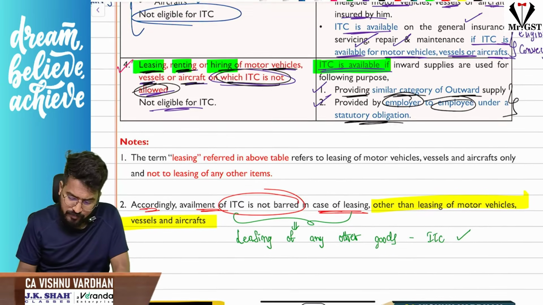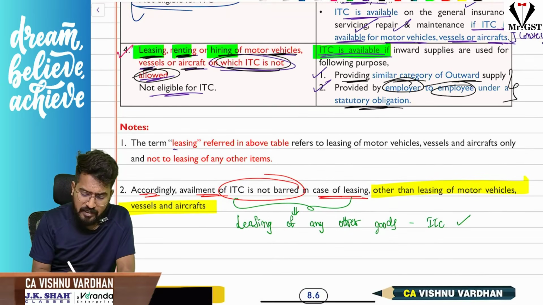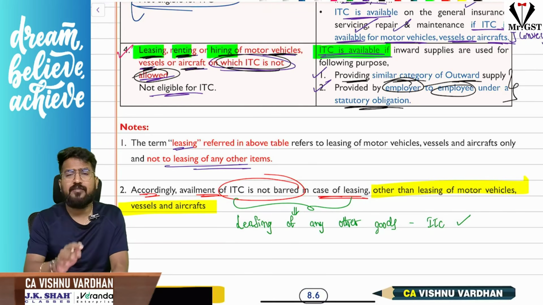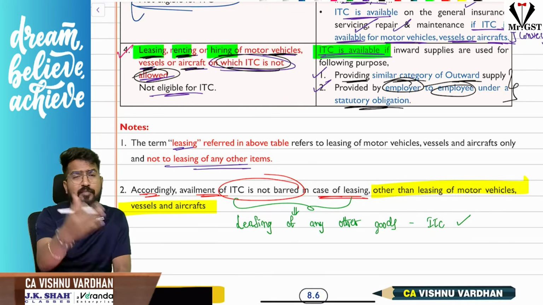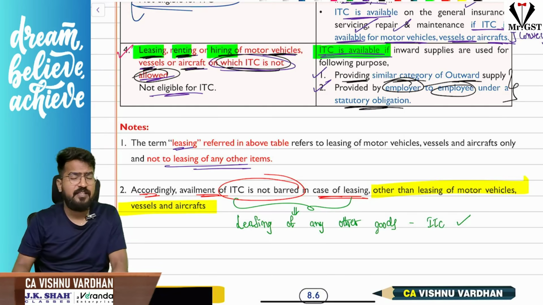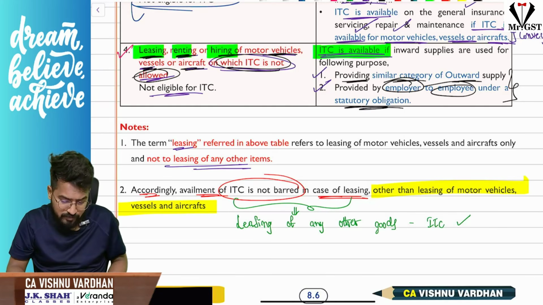Next, understand this leasing is only for those conveyances, not leasing of any other items. So if you lease out any other items, you are leasing your laptop, leasing out any other plant and machinery, all that. In such cases, ITC is there. It is not blocked. Please be careful.